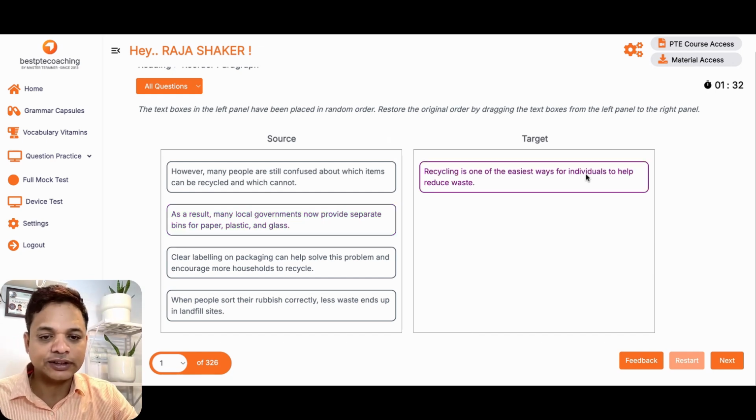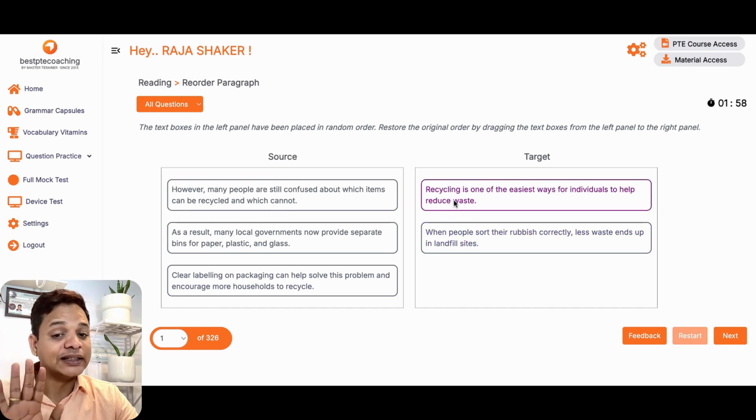Now, what is next? Individuals have to reduce waste. However, many people are still confused which items can be recycled, which items cannot be. Okay, "as a result", local governments, it's not going well. Clear labeling on packaging can help. Okay, when people sort their rubbish, less. Okay, this is very close to the first one. The tail of this is matching with the head of this. Easiest way to help reduce waste. It is about reducing waste. If you see, the last piece is what reduces waste: when people sort their rubbish correctly, less waste ends up in landfill sites.